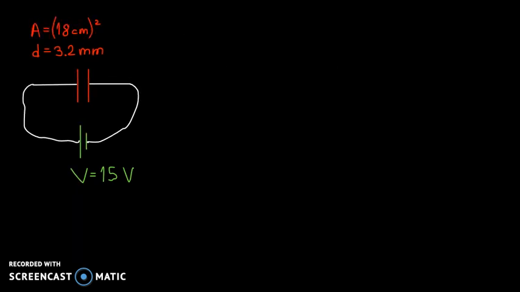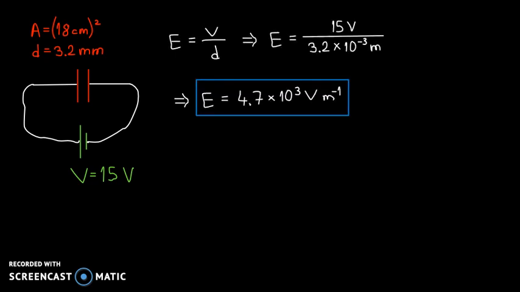Now let's calculate the magnitude of the electric field between the plates. Electric field magnitude is equal to the potential difference V divided by the plate separation. This is true for a parallel plate setup. The electric field in between the parallel plates will be uniform, and it's going to be equal to potential difference divided by the distance between the two plates. So let's go ahead and calculate the numerical value. And here's the final result. The electric field magnitude in between the plates is equal to 4.7 times 10 to the third volt per meter.